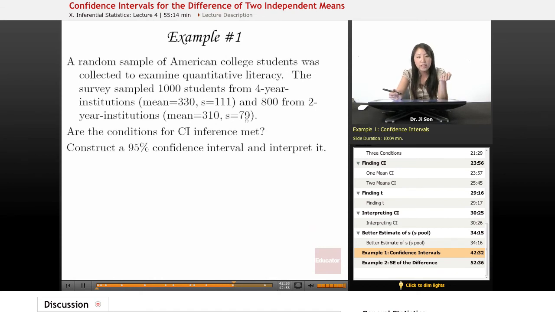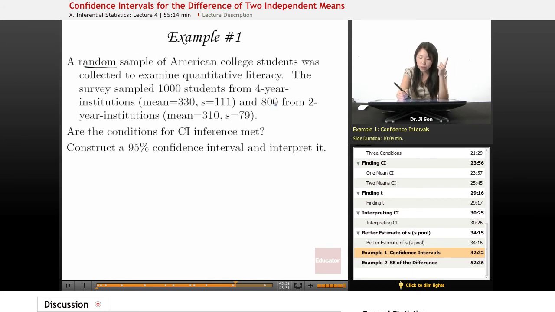Are the conditions for confidence intervals met? Also construct a 95% confidence interval and interpret it. Okay, so let's think about the confidence interval requirements, right? So first is independent random samples. It does say random sample, right? And these are independent populations. One is four-year institutions, one is two-year institutions. There are very few people going to both of them at the same time, right?